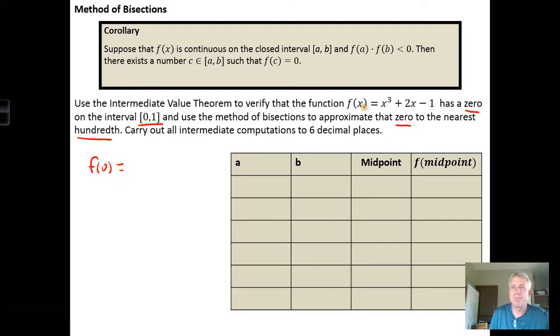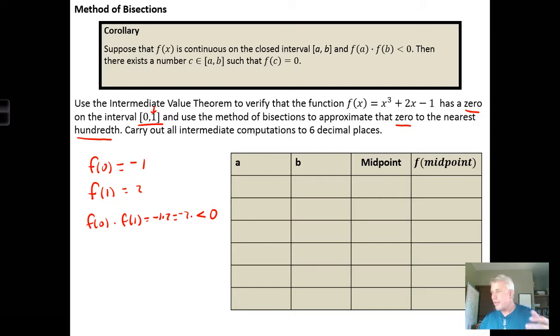plugging 0 into the function. So we get 0 cubed plus 2 times 0 minus 1 is going to equal negative 1. And then plug your other interval bound into the function. So f of 1 equals 1 cubed plus 2 times 1, which is 3, minus 1 is 2. And then we want to notice that the product f of 0 times f of 1, which is going to equal negative 1 times 2 is negative 2, is a negative number, which is less than 0, which means that we must have a 0 on the interval from 0 to 1. The function must cross the x-axis. And then our job is to approximate that crossing to the nearest hundredth.